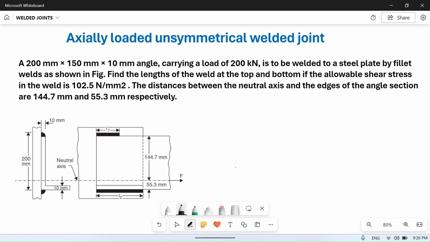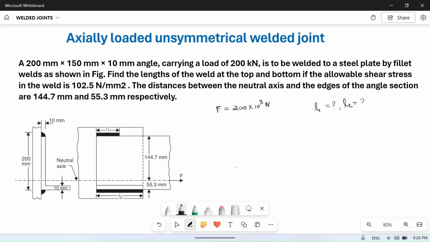Carrying a load of 200 kilonewton, so F is given as 200 into 10 to the power 3 Newton, is to be welded to a steel plate by fillet weld as shown in figure. Okay, so this has been welded with a steel plate. Now find the length of the weld at the top and bottom. So length at the top is L1 and L2, so we have to find L1 and L2.